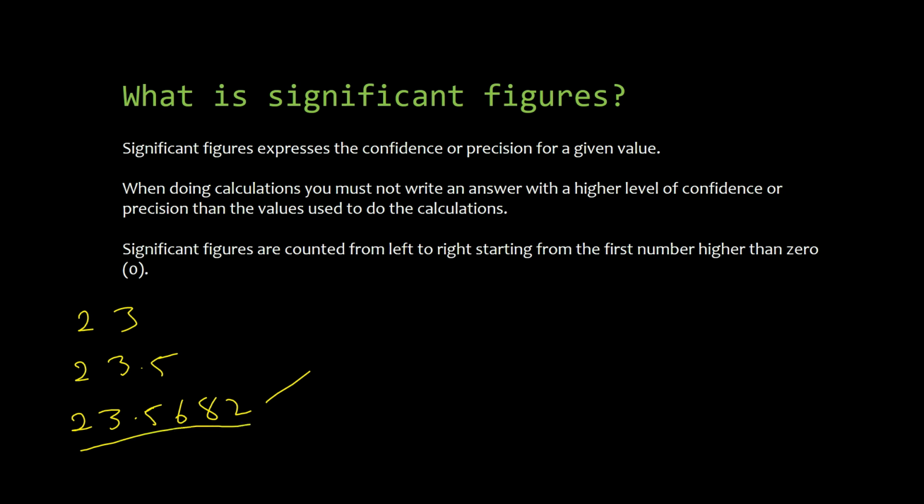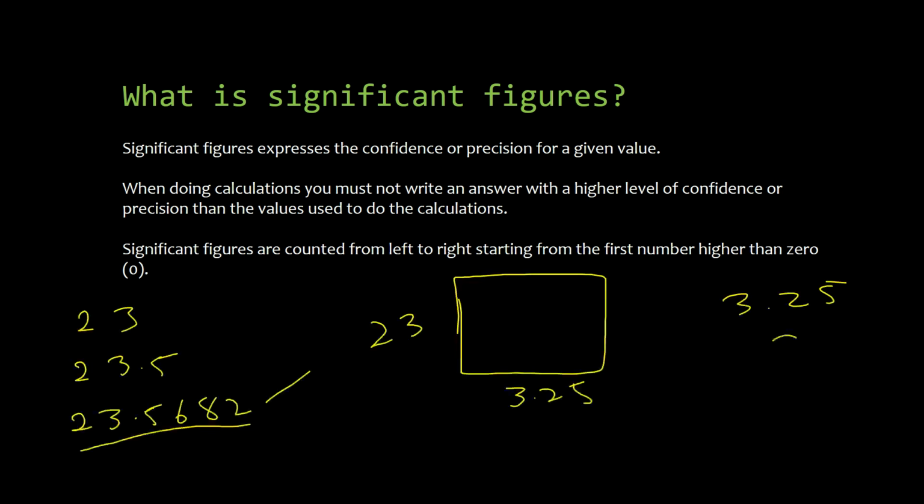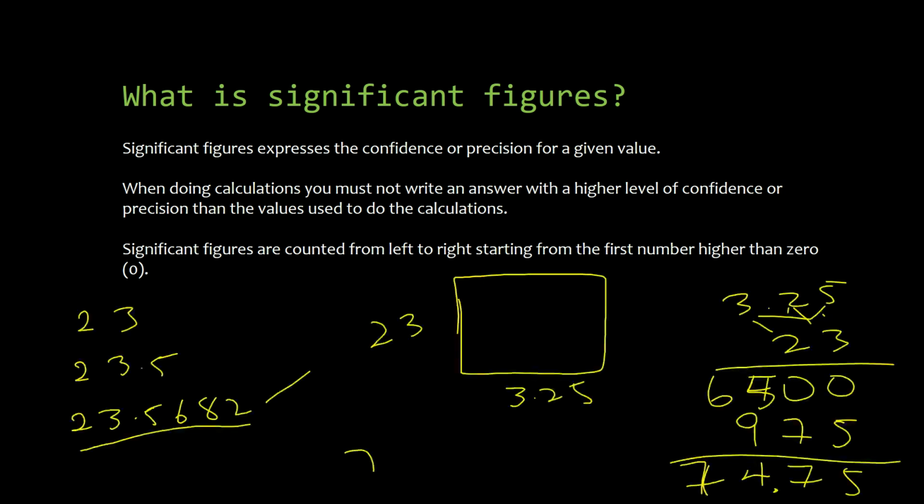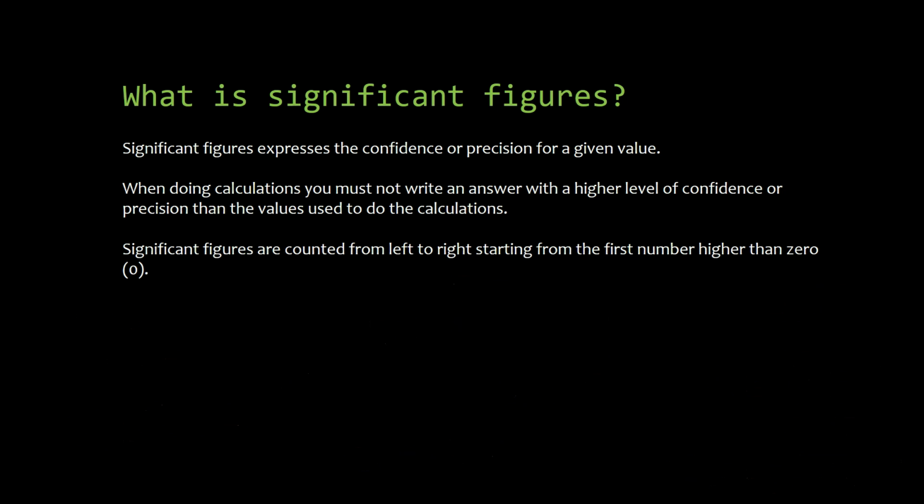Now, how does this apply to your work and your data? Let's say, for instance, again, we are required to find the amount of area in this space. And we have a value here of 23, as we have over there. And then we have a value here of 3.25. And we're required to multiply these two values. Let's look at it. 3.25 multiplied by 23, and my answer is 74.75. Now, when I have to state my final answer, I cannot state a more significant value than my least significant.